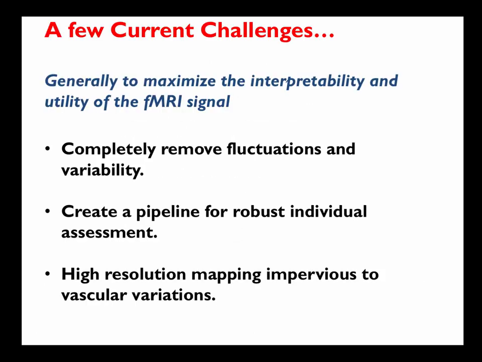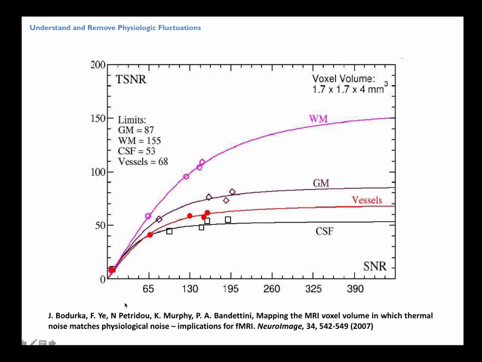Okay, I'm going to quickly go through this. The few current challenges: completely remove fluctuations, create a pipeline for robust individual assessment, and high-resolution mapping that's impervious to vascular variations. So this is just a quick plot showing you the temporal signal to noise of the data versus the image signal to noise. This is the signal to noise determined by the RF coil, and this is the temporal signal to noise.